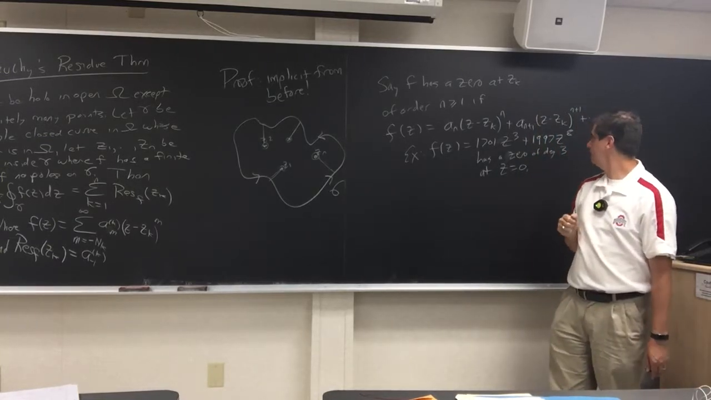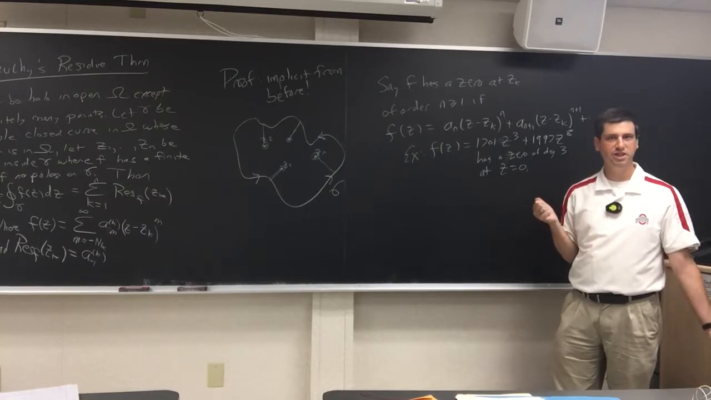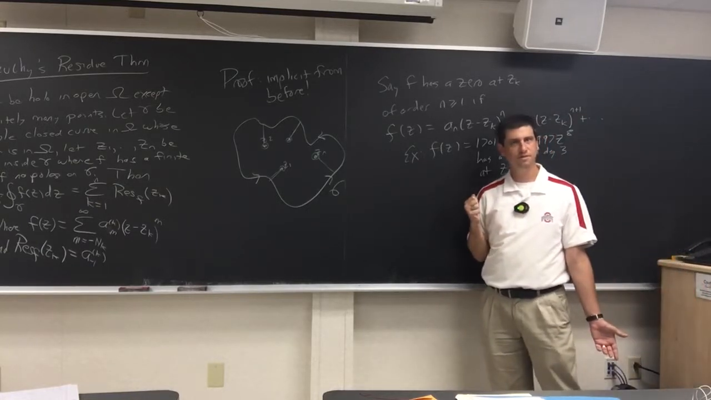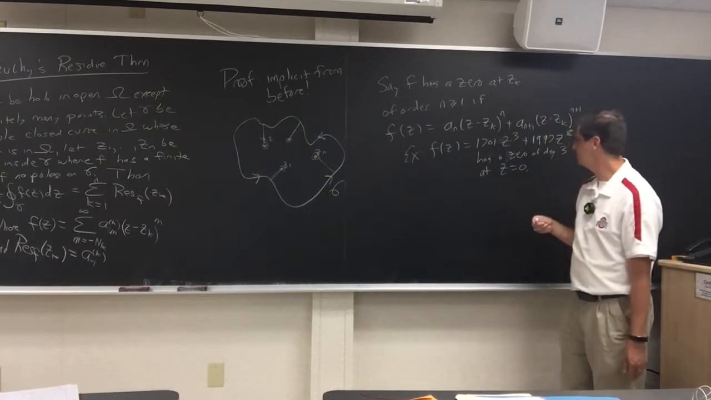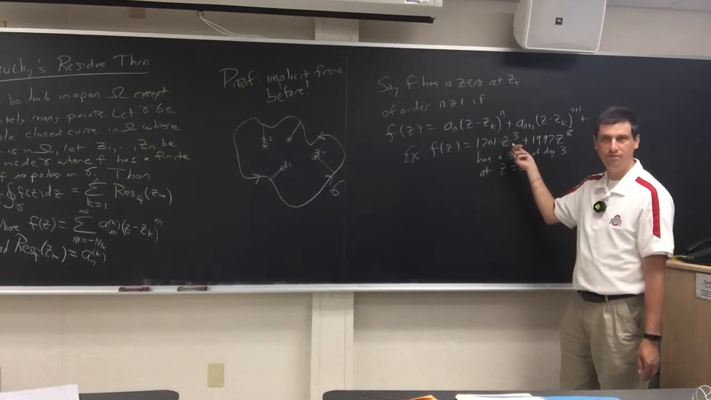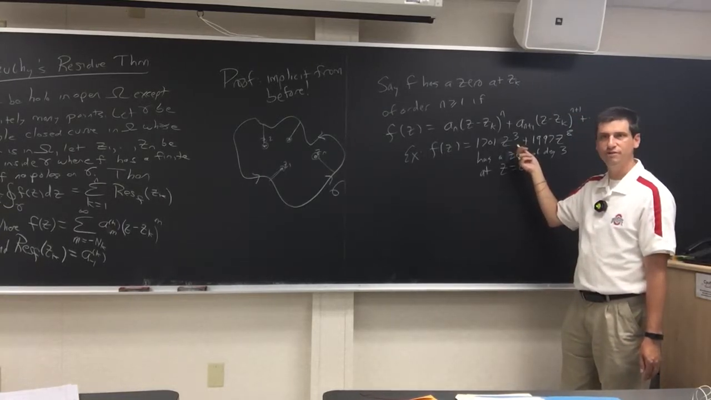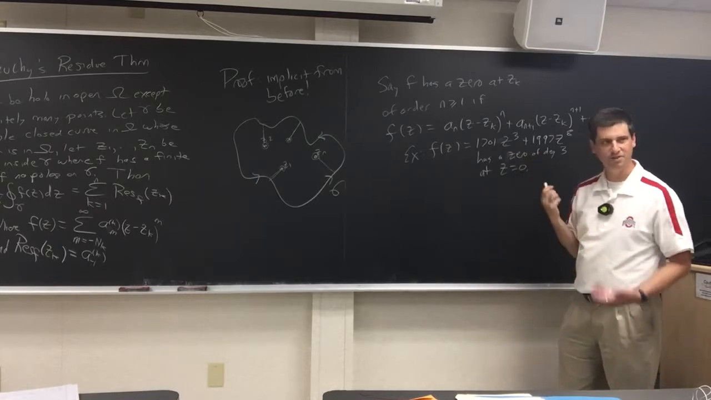Okay. It does have other zeros. How many zeros does it have? 8. Now we know it has 3 zeros here, and then we can try to figure out where the other zeros are. I don't really care right now. This is just an example.